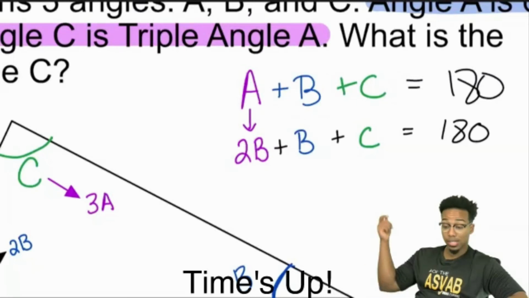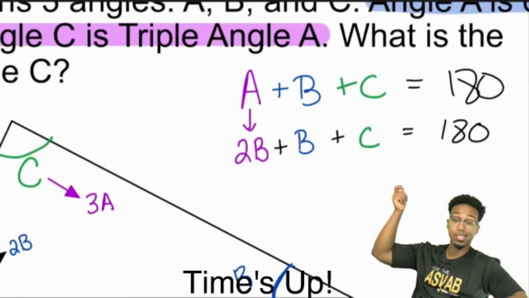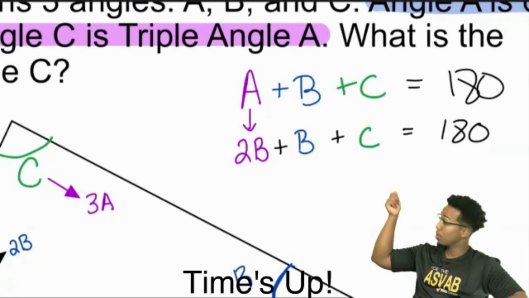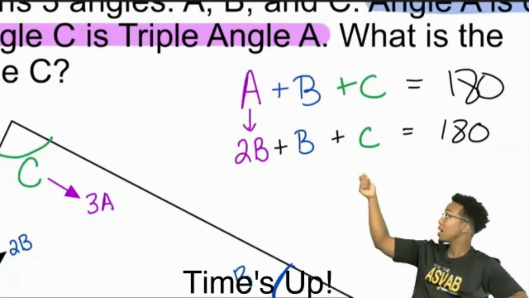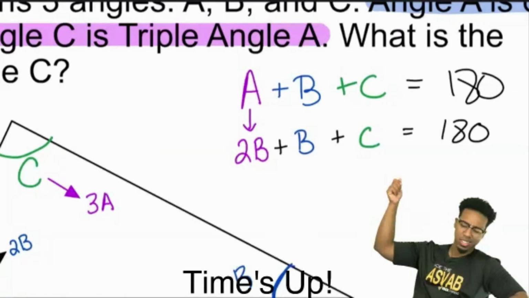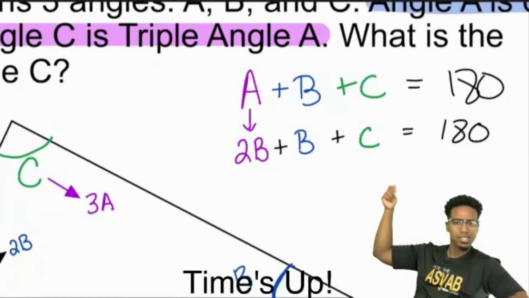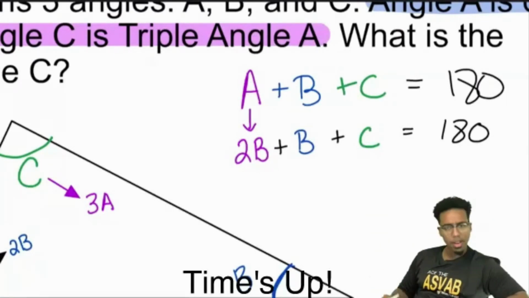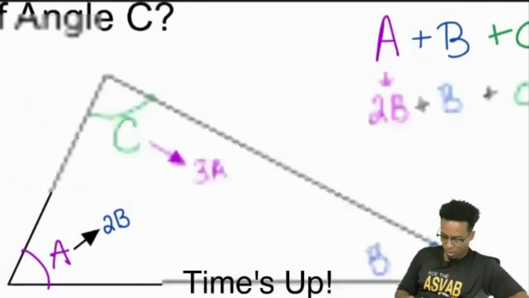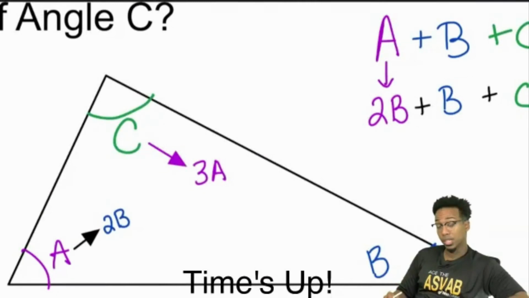We need to get rid of that C. We got to get rid of that C somehow because we have 2B over there, and we got B over here. Now we have a C. Let's try to find a way to turn that C into a B. So here's what we can do, everybody.